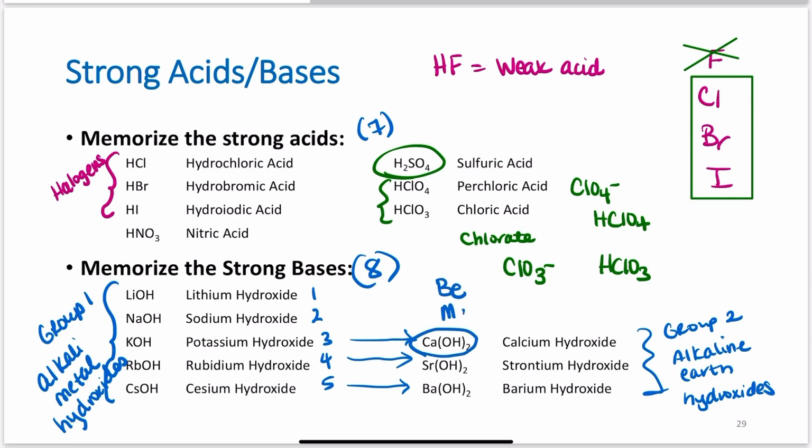Beryllium hydroxide and magnesium hydroxide do not fit the bill of strong bases because they're just not that soluble in water. And in order to behave as a defined strong base, you have to be completely soluble in water. So we start at calcium, and if you can remember to start at calcium and count 3 down, that can help you memorize your strong bases.